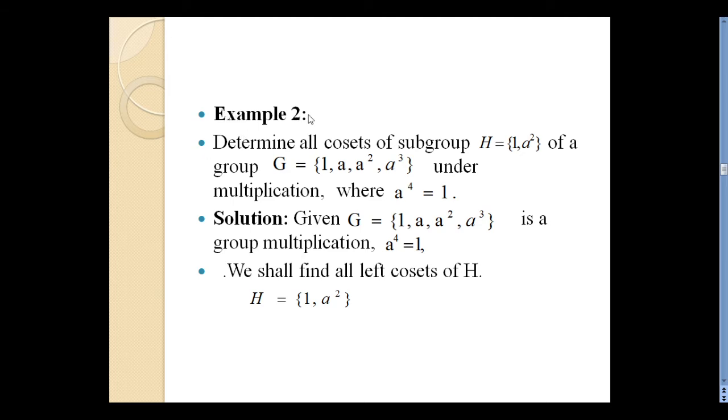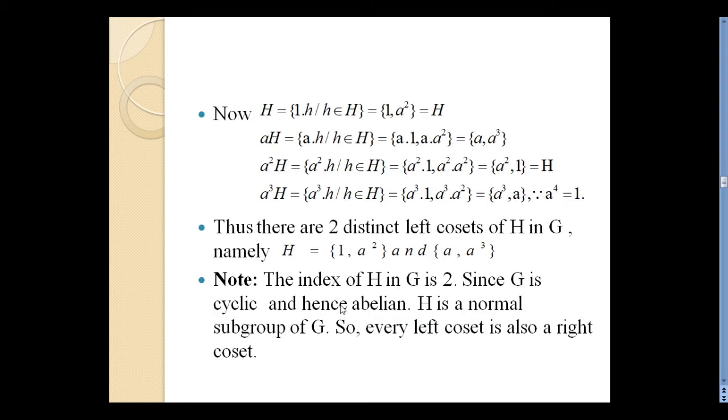Now we will see example 2. Determine all cosets of subgroup H = {1, a squared} of a group G = {1, a, a squared, a cubed} under multiplication where a to the power 4 is equal to 1. So we want to find all the cosets of the subgroup H. G is a group under multiplication and a to the power 4 is 1. Now we find the left cosets of H, where H is equal to {1, a squared}.